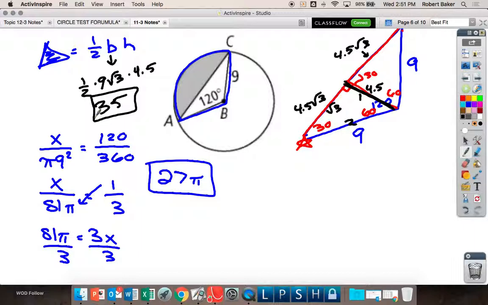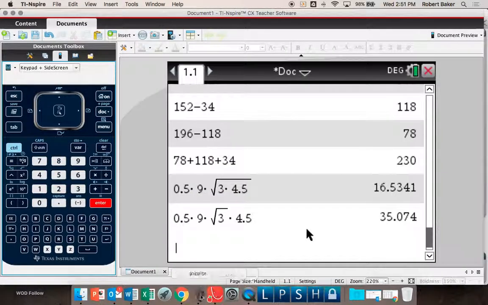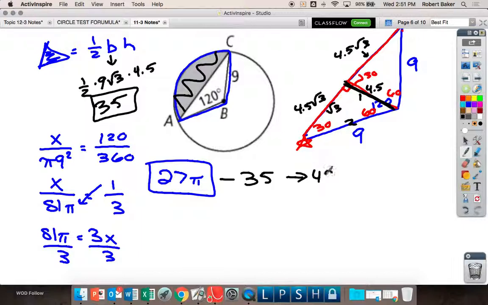And then we had to do the area of the sector minus the area of the triangle to get the area of the shaded region. So 27 pi minus 35. That's just the answer. 49.8236. Crazy, right? And then I wish Tim was here to ask if he could use trig to solve for that.